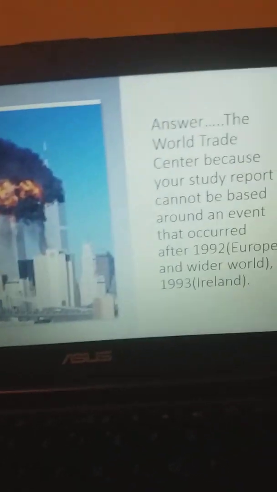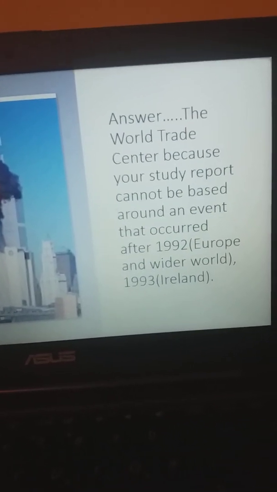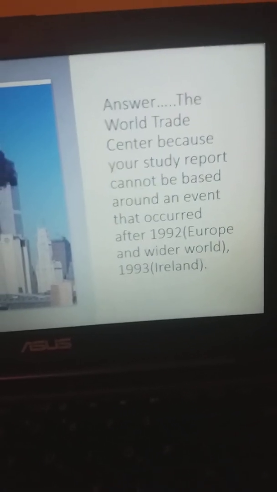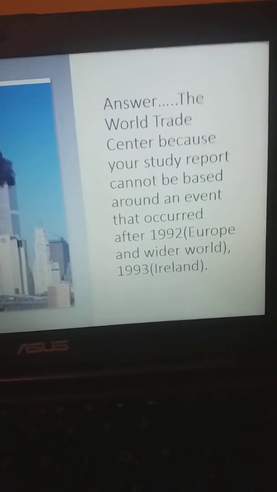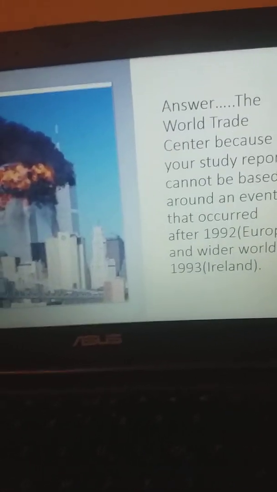Exactly. The answer is the World Trade Center. Why? Because your study report cannot be based around an event that occurred after 1992 in the case of Europe and the wider world, and in Ireland 1993. So you can't do it on 9/11.